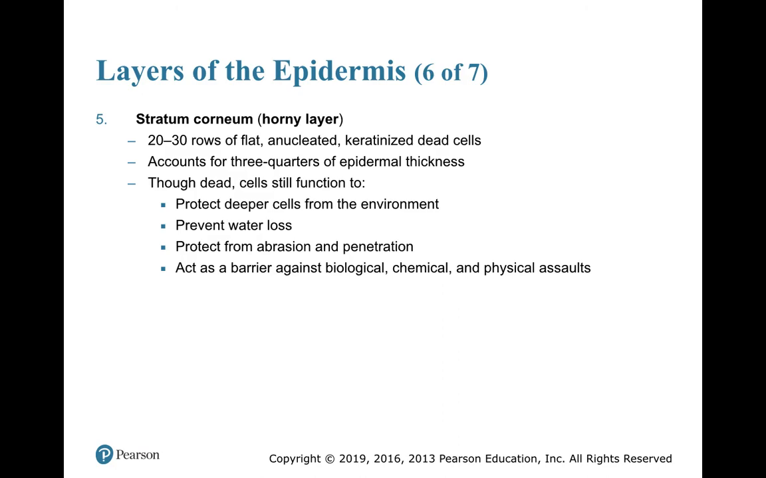The stratum corneum is 20 to 30 rows of flat, anucleated, keratinized, dead cells. This is 3/4 of the epidermis thickness. And even though these cells are dead, they have a vital function. They protect the deeper cells from the environment. They prevent water loss, making the skin waterproof, protect against abrasions and penetrations. And they serve as bacterial, chemical, and physical barriers to protect us.